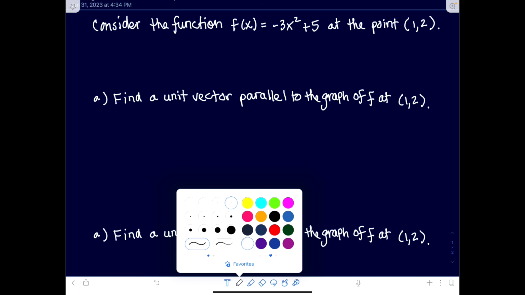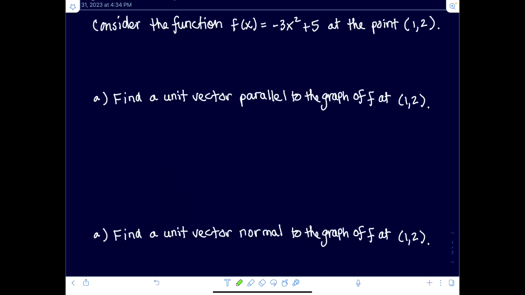First off, when we're thinking about this, I'm thinking slope, right? We need to figure out what direction the vectors are going to be going. So f prime of x is a pretty easy one, just negative 6x. And then finding f prime at 1, we're going to get negative 6 times 1, which is negative 6.